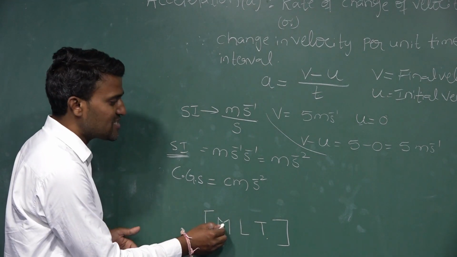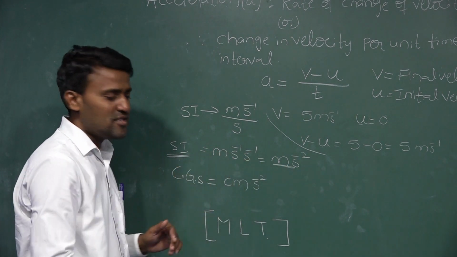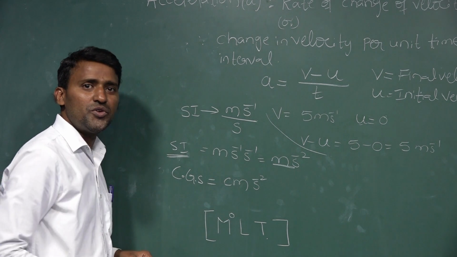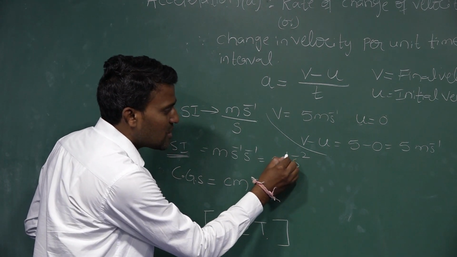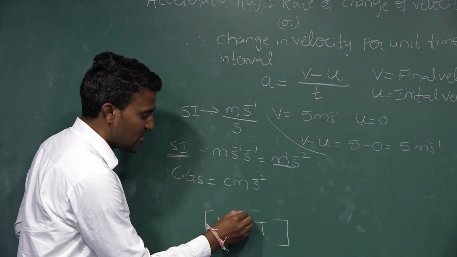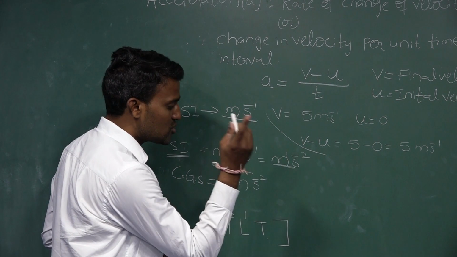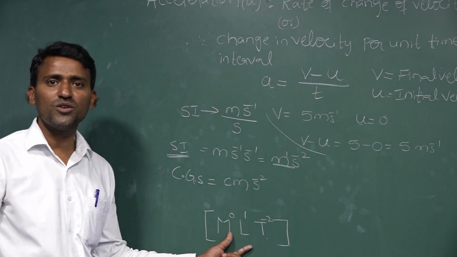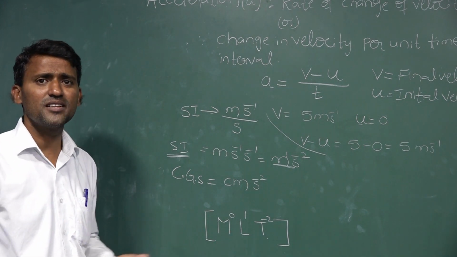So mass unit is kg. Is there any kg unit? There is no kg, so M to the power of 0. And length unit is meter. How many times is the meter raised? 1 time, so that is 1. And time unit is the second. How many times is the second? 2 times, so the power is minus 2. So this is the dimensional formula for the acceleration.